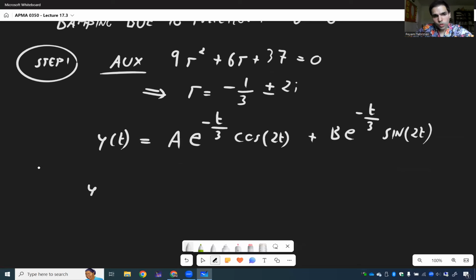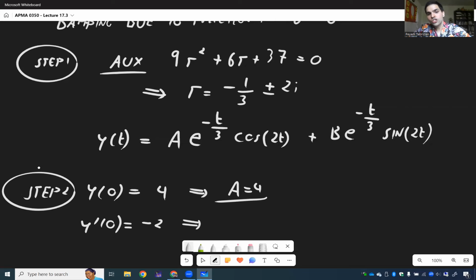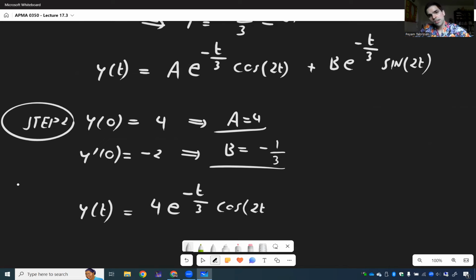And using the initial condition y of 0 equals 4, that directly gives you a equals 4. And then y prime of 0 is -2. That eventually, after some calculation, gives you b equals -1/3. So in the end, y of t here becomes 4 e to the minus t over 3 cosine of 2t, and then -1/3 e to the minus t over 3 sine of 2t.